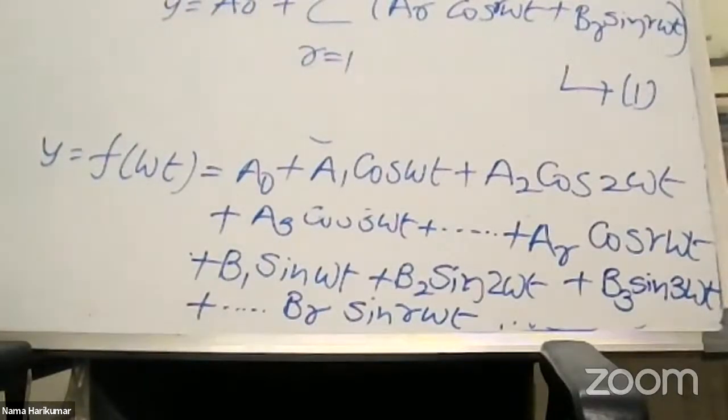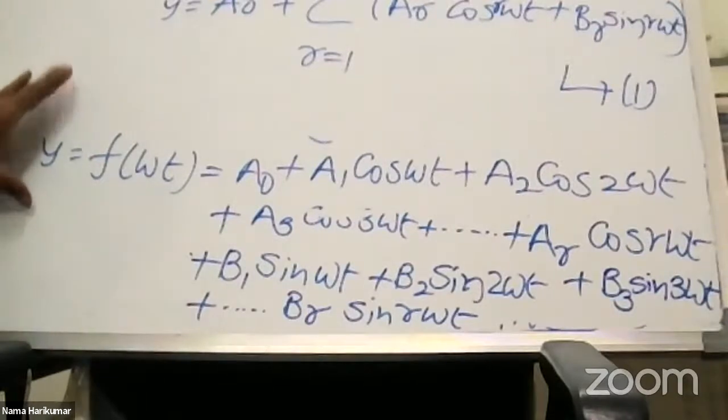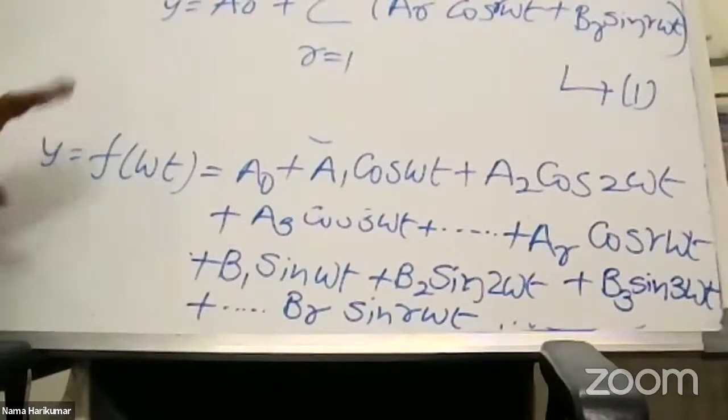This equation is Fourier's theorem statement. These are the Fourier's theorem statement equations. Note them first. First of all, you have to write the definition.